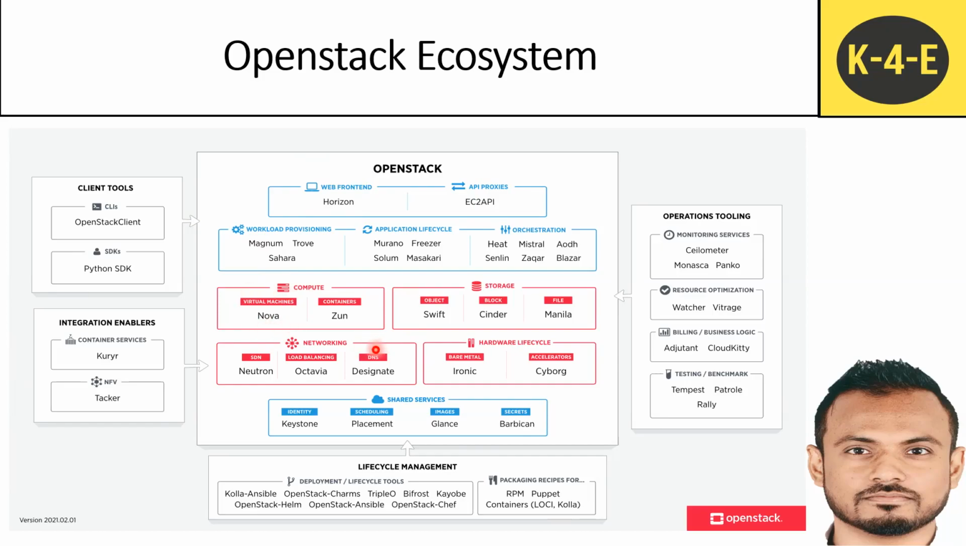The next important service in OpenStack, and a very critical one without which OpenStack cannot run, is Keystone. Everything else you may install and run, but without Keystone you cannot run your OpenStack. Why? Because it is responsible for identity and authorization of the resources, services, and users. If you don't have Keystone running, believe me, your OpenStack will not run. So this is very critical.